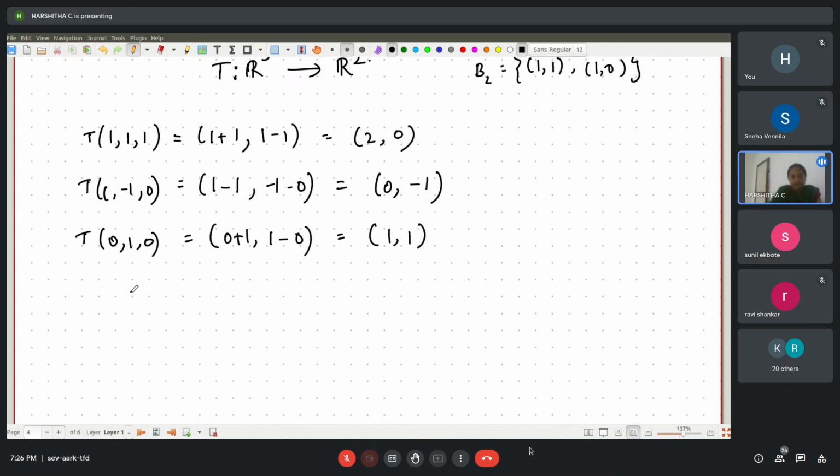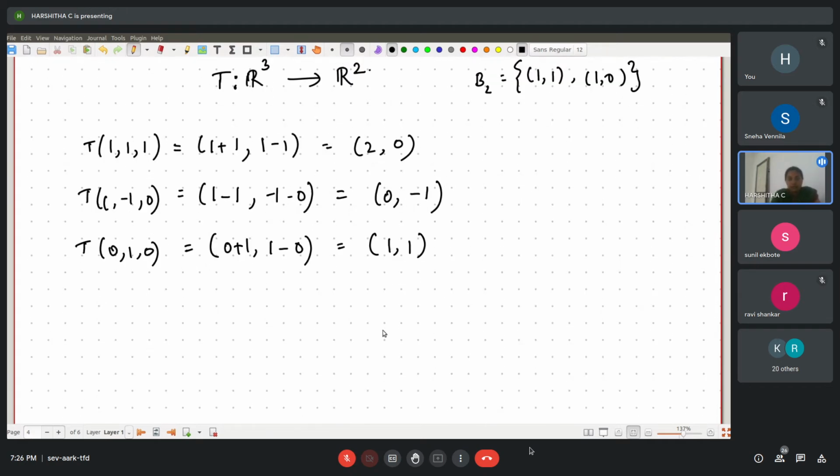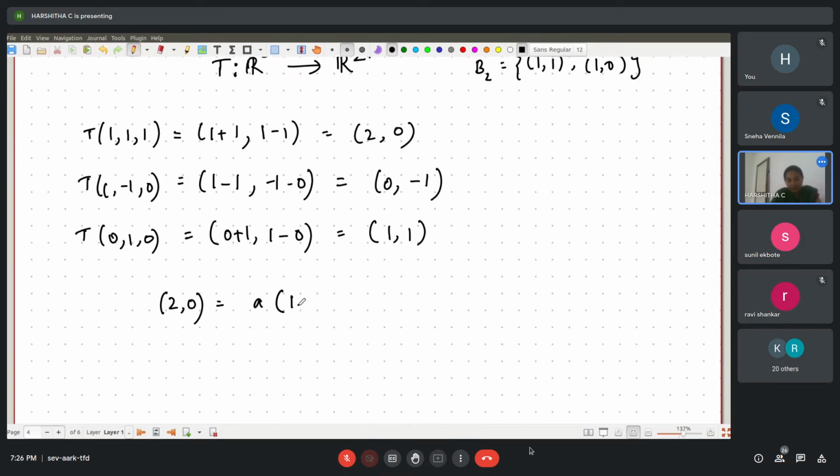Now the task is, what all the answers that we get, we write it as a linear combination of the basis that we have of the codomain. So (2, 0), you want to write it as a times (1, 1) plus b times (1, 0). We can calculate it, but is there any direct guess for the values of a and b just by looking at it?